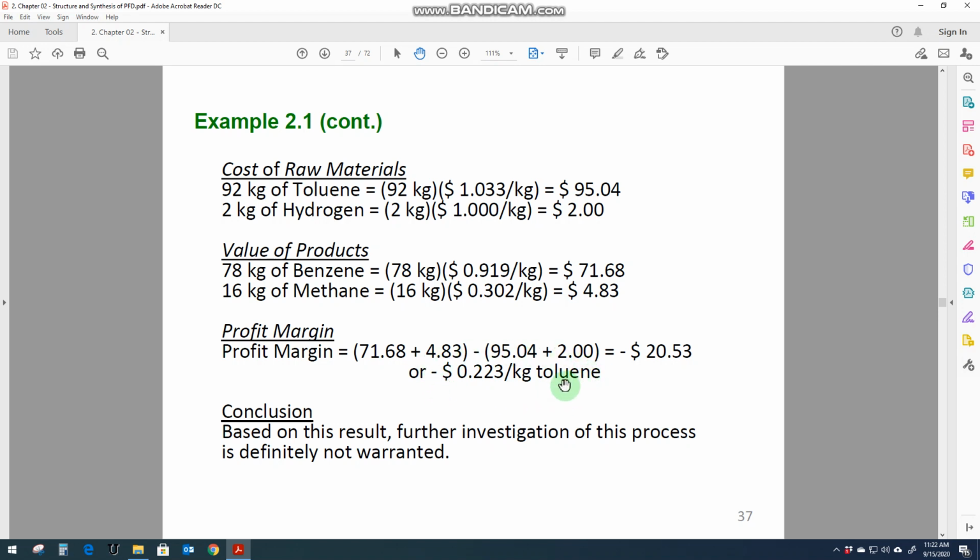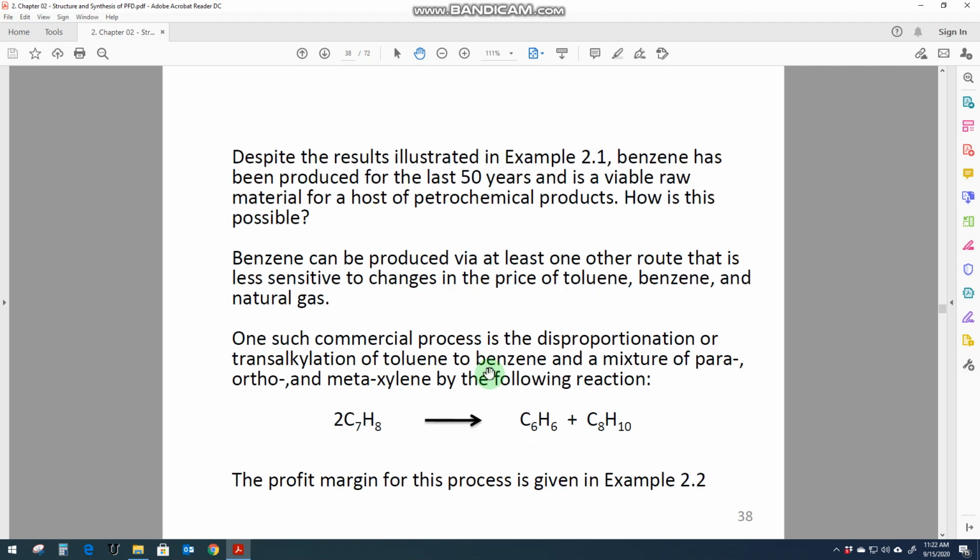So from here we can see that this process is not reliable and we have to see some alternate route. Then clear? Based on this result, further investigation of this process is definitely not warranted. So we will not follow this pathway, and we will see some other pathway to produce the benzene.